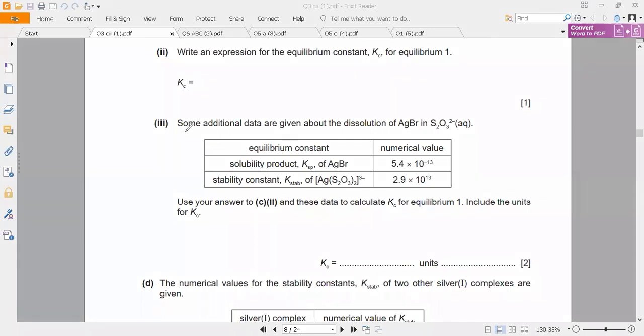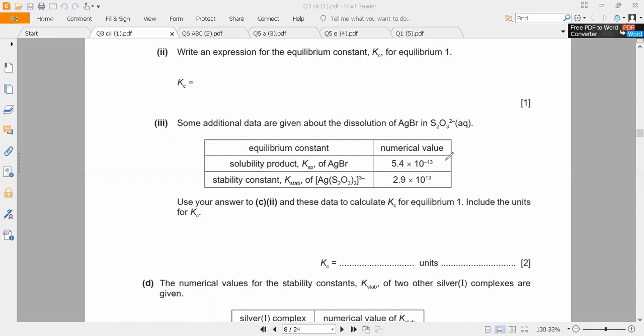So let's continue, just 1 second. Oh, right, okay. Some additional data are given about the dissolution of AgBr in S2O3 2-. We have the solubility product given here, and we have a stability constant given here. Look, guys, before starting with reading the question, I hope you stop the video and try to solve this one out. It's kind of hard, but we will try. Before I start solving it, let me show you something.